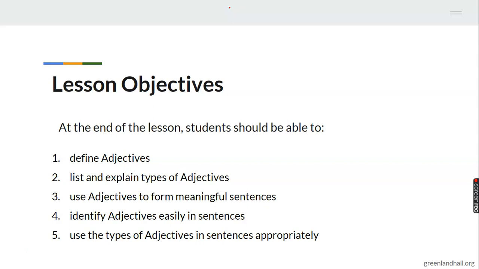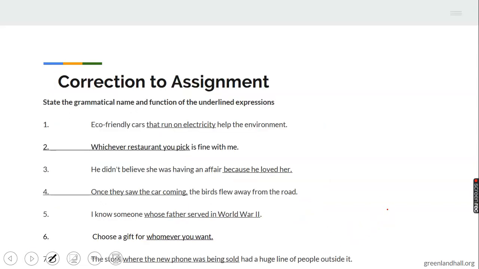At the end of this class, you should be able to define adjectives. Very simple. You should be able to list and explain types of adjectives, numeric adjectives and the likes. Then you should be able to use adjectives to form meaningful sentences. I know I'm talking to senior school students, so all this should not be a big deal to you. Then you should be able to identify adjectives easily in sentences, note them easily, and lastly, use the different types of adjectives in sentences appropriately.